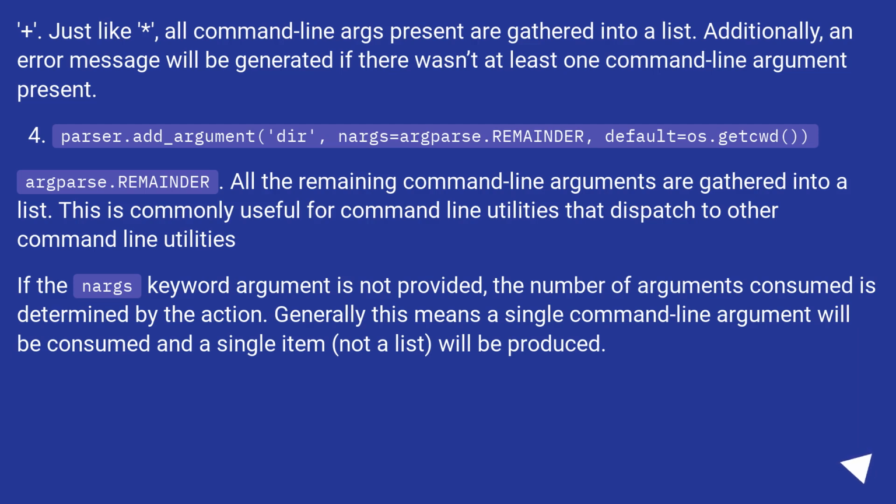If the nargs keyword argument is not provided, the number of arguments consumed is determined by the action. Generally, this means a single command line argument will be consumed and a single item, not a list, will be produced.